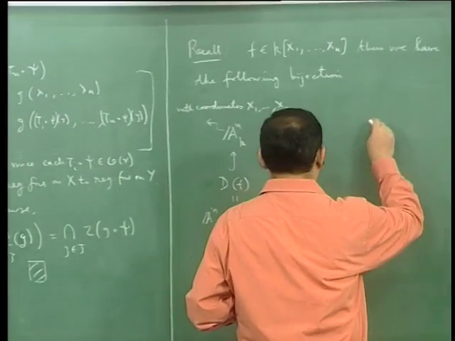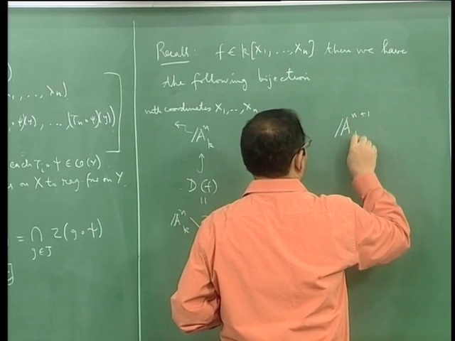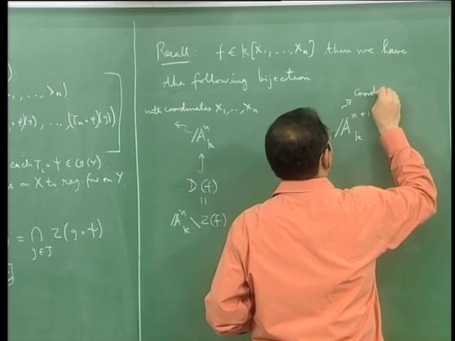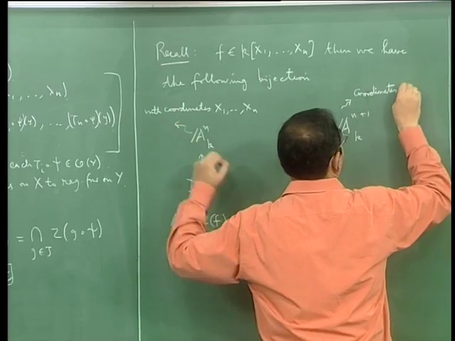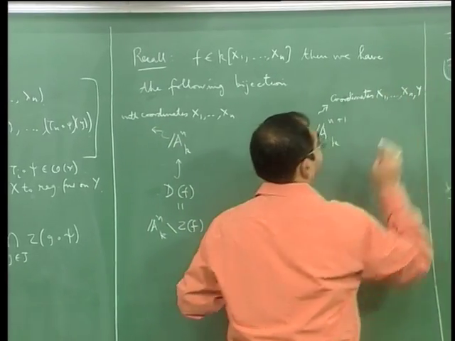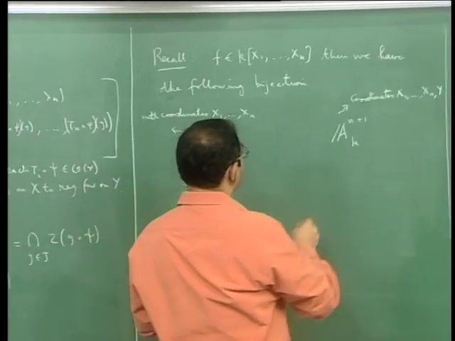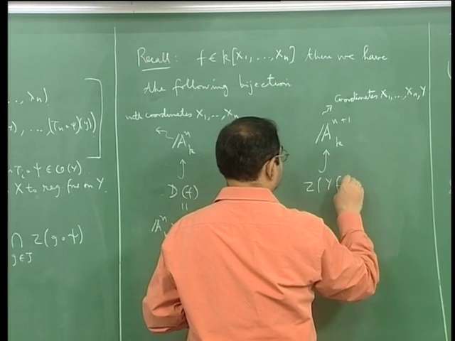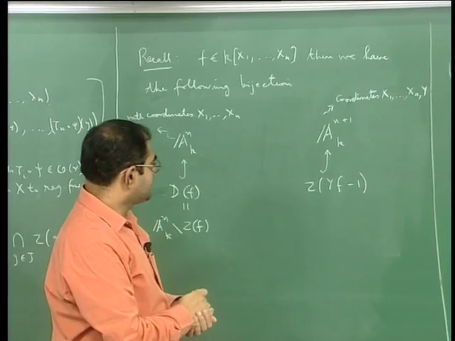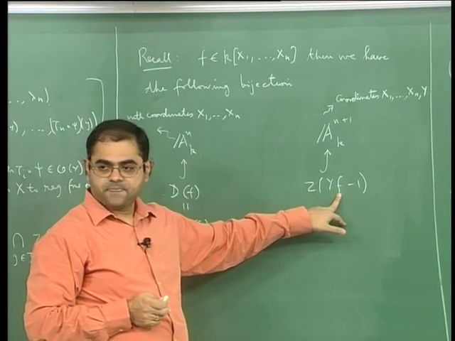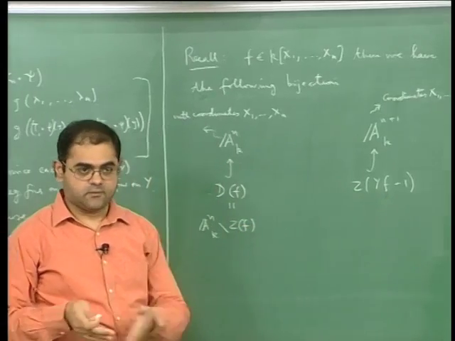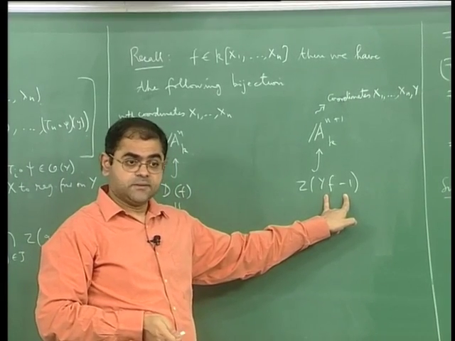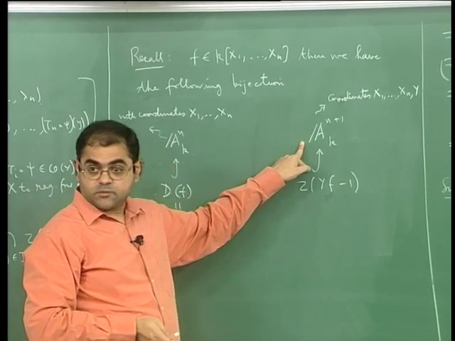So how does that come about? That comes about by taking A^(n+1) over k with coordinates the same x1 through xn, but I add an extra coordinate y. And what I do is look at the zero set of y f minus 1. So f is a polynomial in the first n variables, and y times f minus 1 becomes a polynomial in all the n plus 1 variables. This polynomial is irreducible, and its zero set therefore gives an irreducible closed subset of affine space.